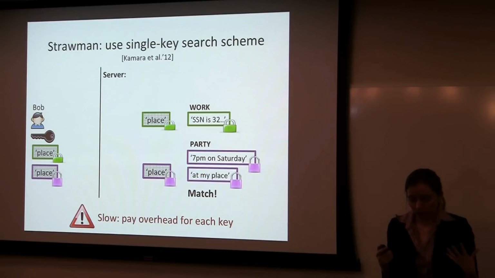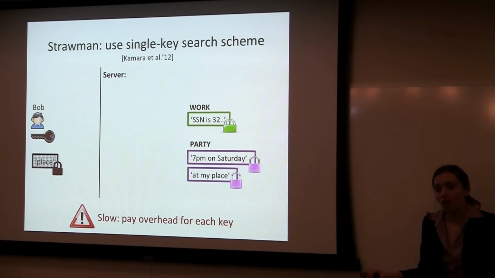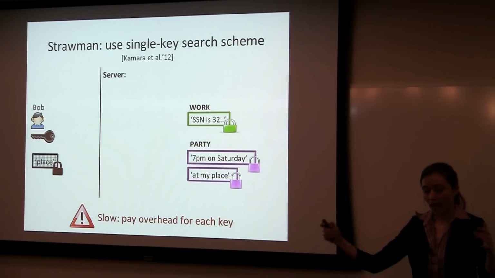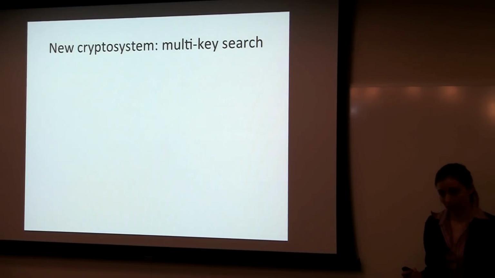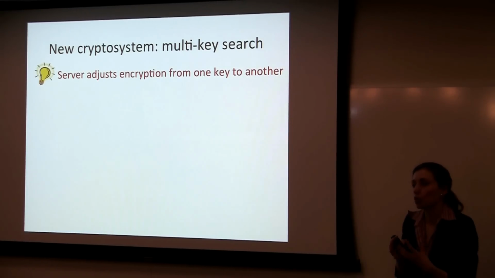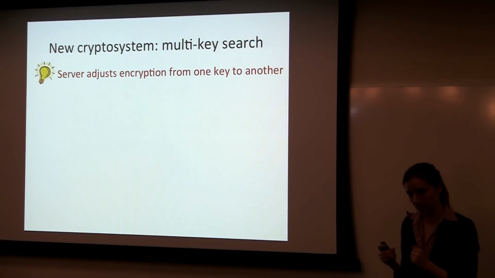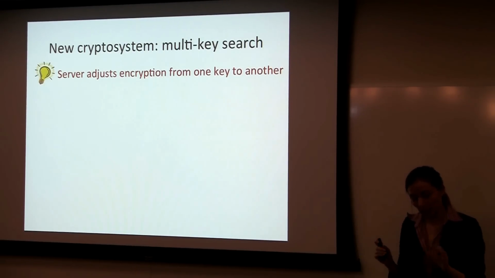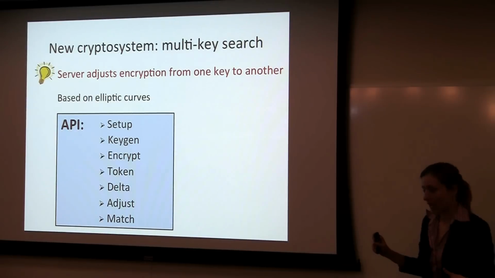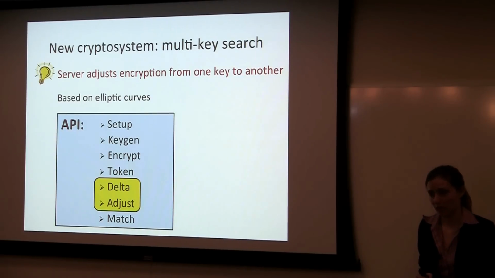Instead, it would be ideal if Bob could just encrypt the word under his own key, and the server could somehow magically do the search over multiple keys. And that's exactly what our new encryption scheme provides. The core insight of the encryption scheme is that it enables the server to adjust the encryption from one key to another so as to match the encryption in the database. I'm going to explain in a bit more detail. Our encryption scheme is based on elliptic curves, and it has this API, but I will only tell you about the unique parts of the API, delta and adjust.